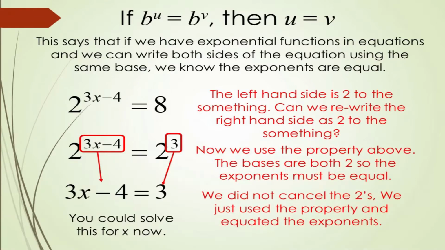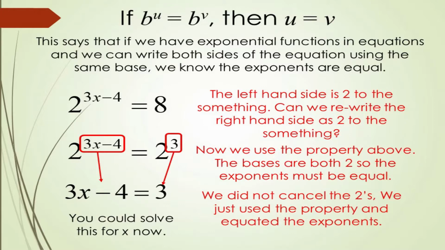So for example, 2 raised to 3x minus 4 equals 8. What are the bases here? The bases are 2 and 8, right? 2 and 8 are not the same. So first you need to convert 8 to exponential concept, so that they will have the same base.